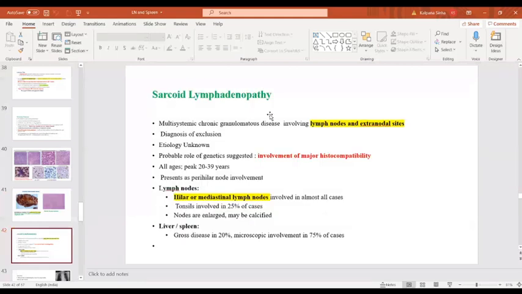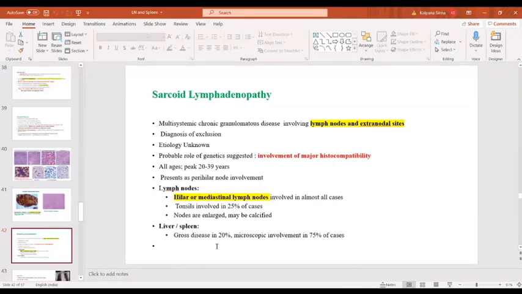Coming to sarcoid lymphadenopathy, it is a multi-system chronic granulomatous disease. It is a non-infectious cause of granulomatous inflammation. Lymph nodes and extranodal sites can be involved. It is a diagnosis of exclusion. The role of genetics has been suggested because of MHC involvement. Hilar and mediastinal lymph nodes are most commonly involved.